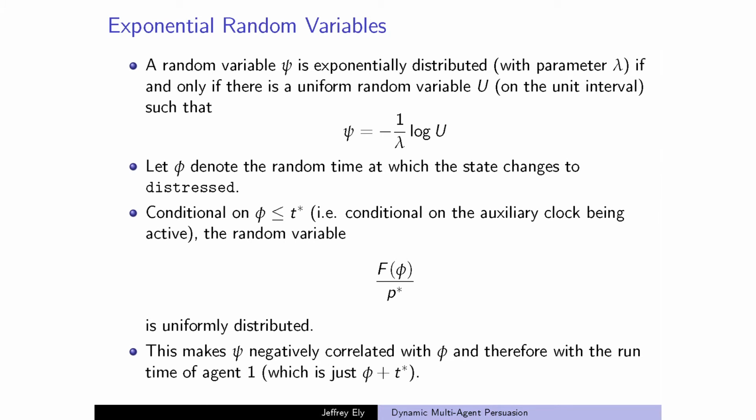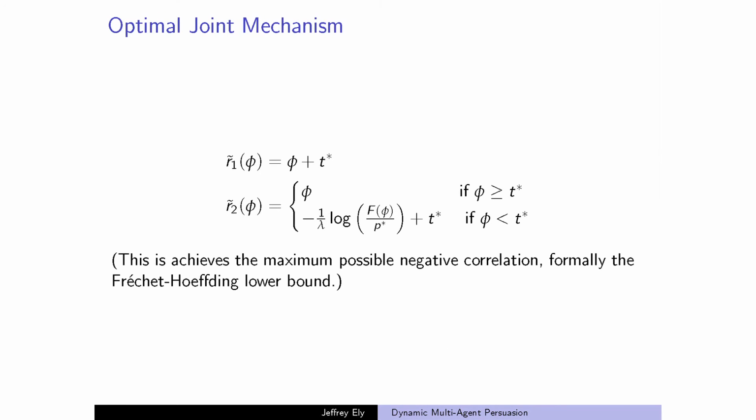Notice that the effect of that is to make psi negatively correlated with phi. And since phi is positively correlated with r tilde 1, the time at which the other agent runs, I'm getting more negative correlation. In fact, the other guy has the delayed beep, so the other guy's runtime is just phi plus t star. So that's the optimal mechanism.